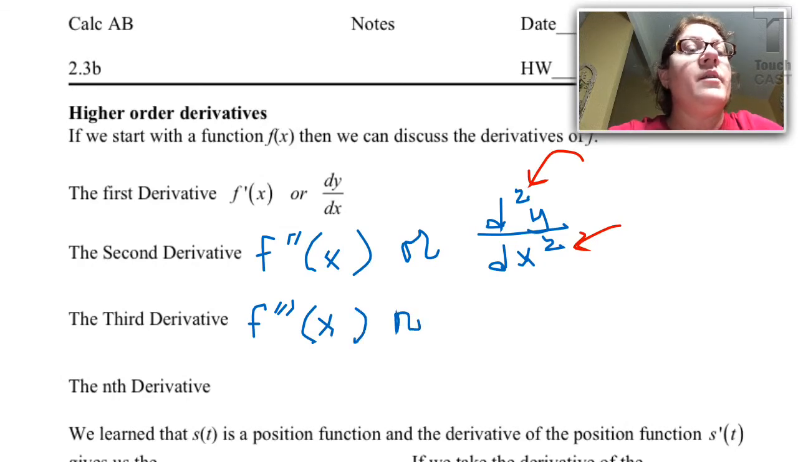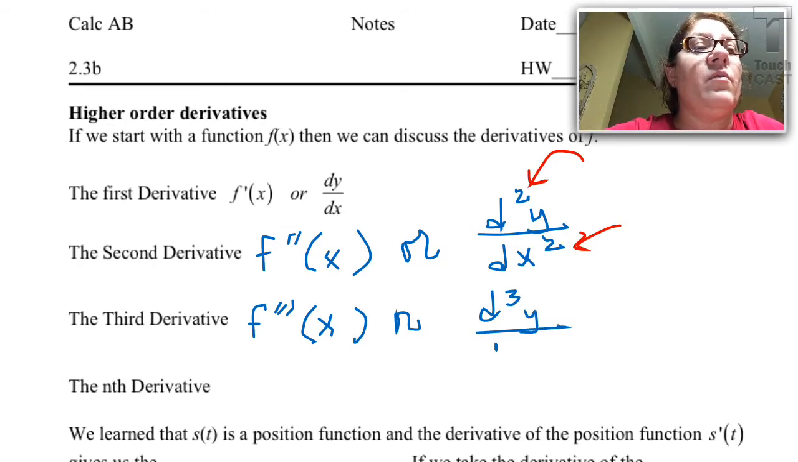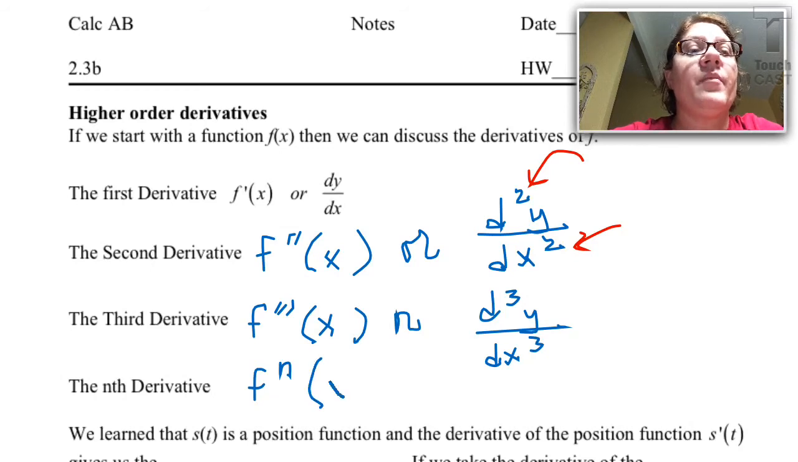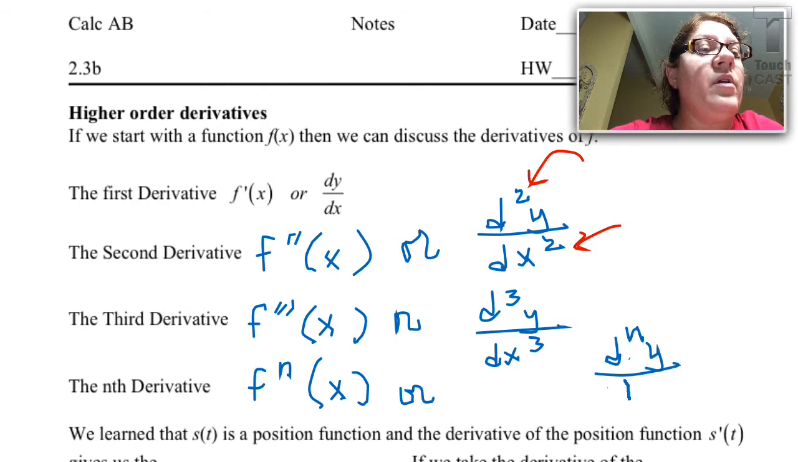Or same setup, the third derivative of y with respect to x. Same setup. And so the nth derivative would be f n prime. No, we don't actually say that. We just put an n up there. Or, same setup, a little n up there. Okay, it's looking kind of sloppy. So the nth derivative with respect to x. Simple enough.